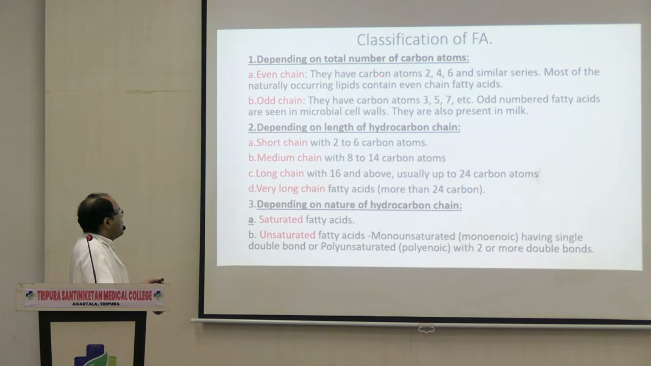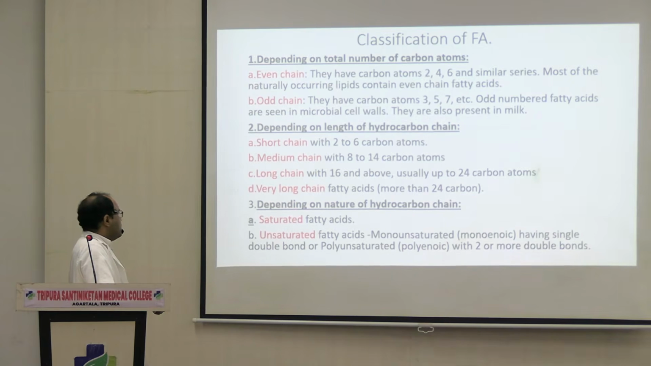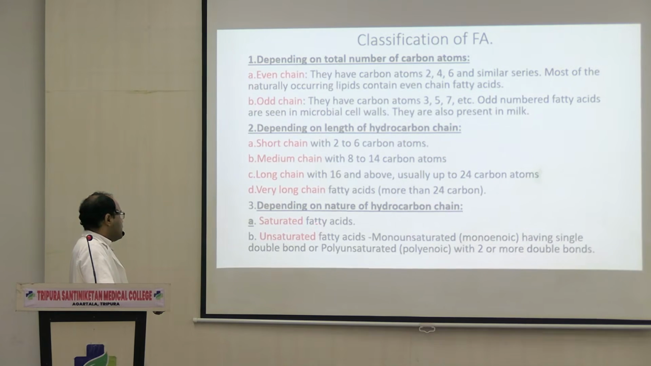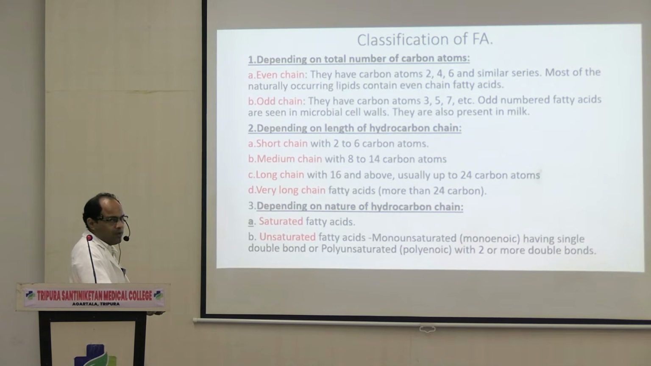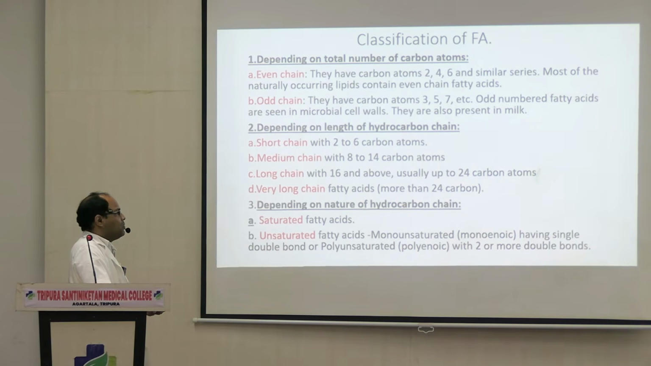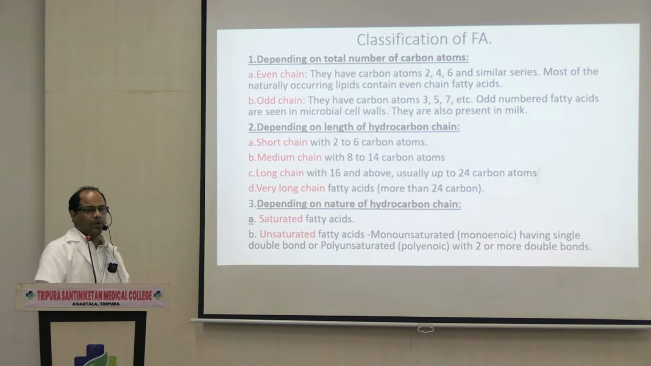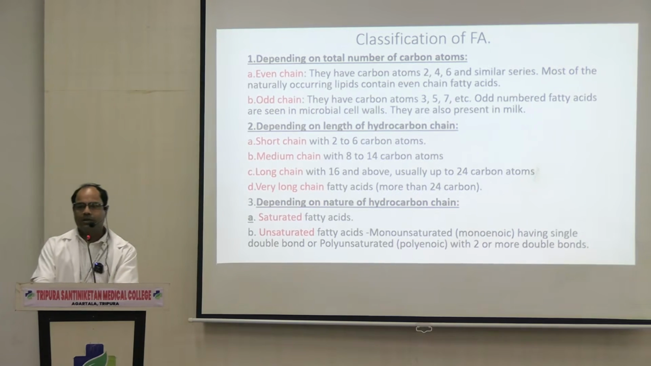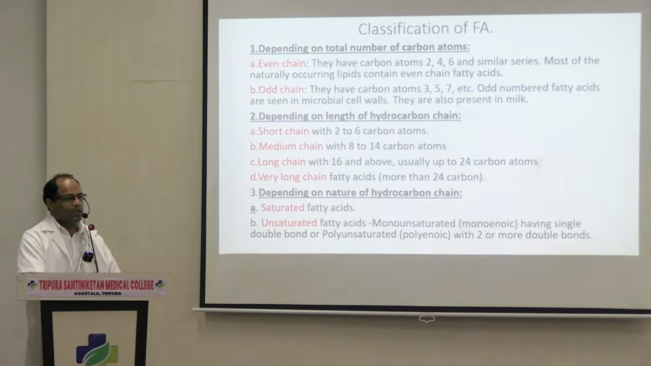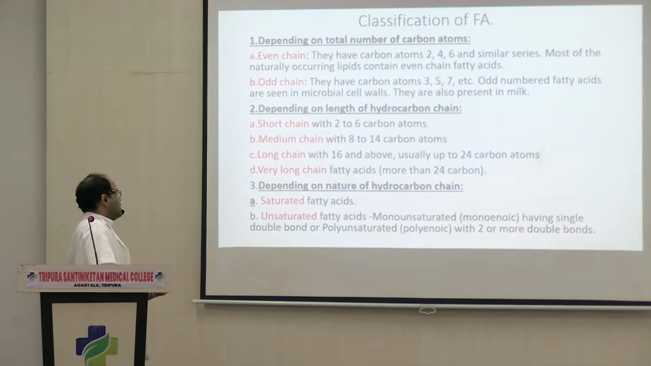Classification also depends on the nature of the hydrocarbon chain. Saturated fatty acid has no double bond in the chain between this group and the COOH group. Unsaturated means there are double bonds. If there is one double bond, it is an unsaturated fatty acid. If there are two or more, it is called polyunsaturated fatty acid.